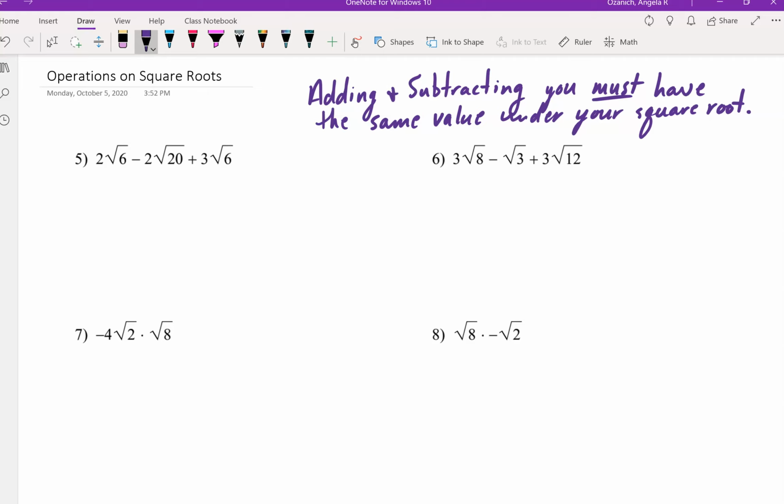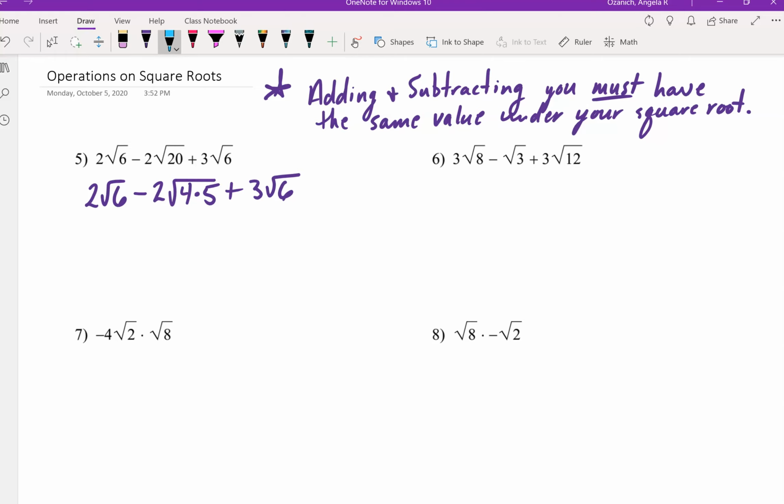Okay, so let's take a look at how that particular piece works. I think multiplication is almost easier because you can do a mashup on the multiplication, but it's this adding and subtracting you really have to watch out for. The square root of 6 cannot be simplified, but the square root of 20 can be broken down into 4 times 5. And then we have, again, root 6 that cannot be simplified.